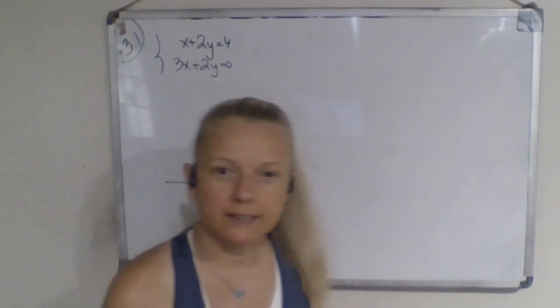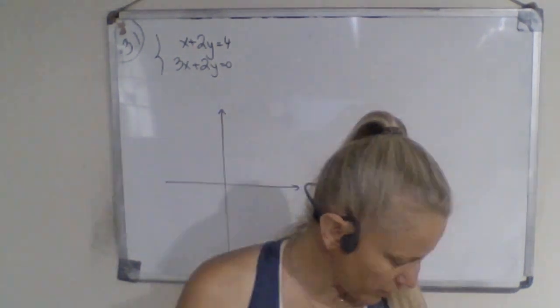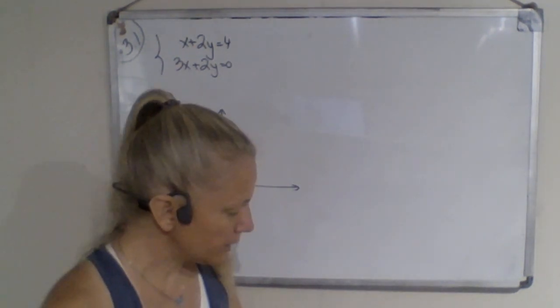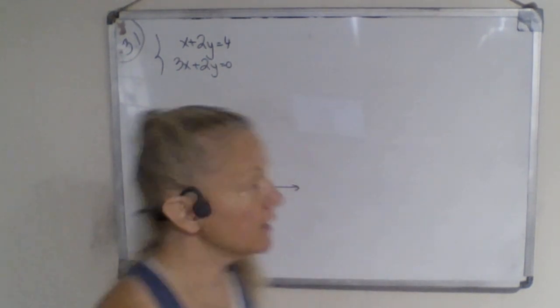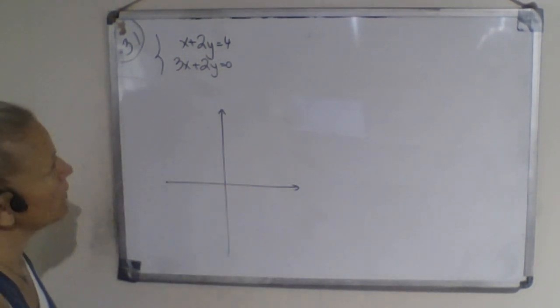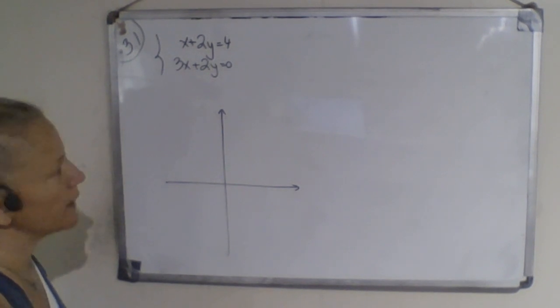We're on page 186. That is important because that's where you're going to do all your work today. We're going to start with 3.1 and we're going to talk about solving linear systems by graphing. Here's your first system. x + 2y = 4, 3x + 2y = 0.